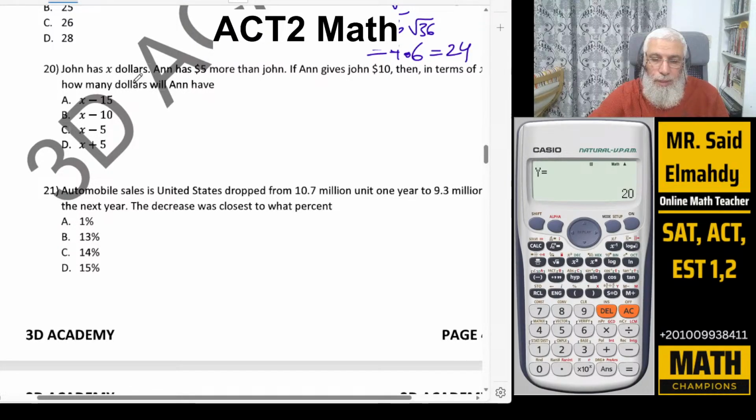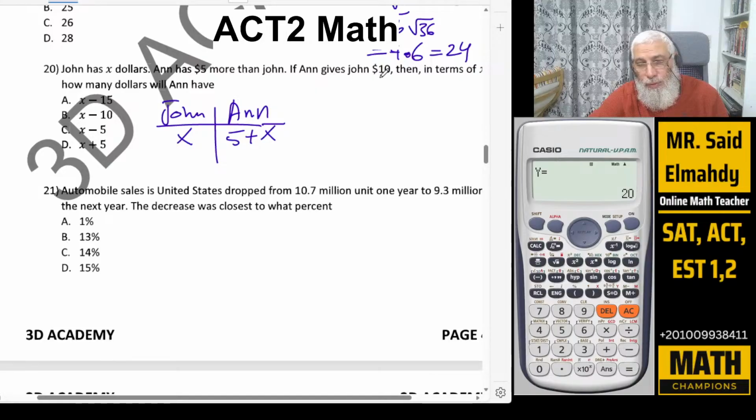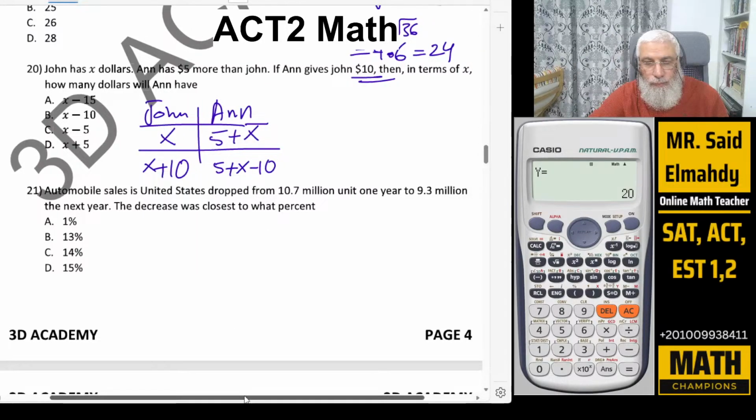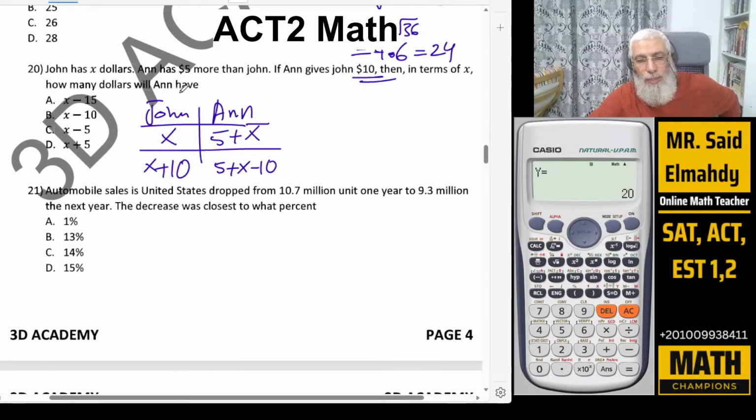John has X dollars. Anne has 5 more than John. So John is X, and Anne is 5 plus X. If Anne gives John $10, so 5 plus X minus 10, and John will take this 10. In terms of X, how many dollars will Anne have?